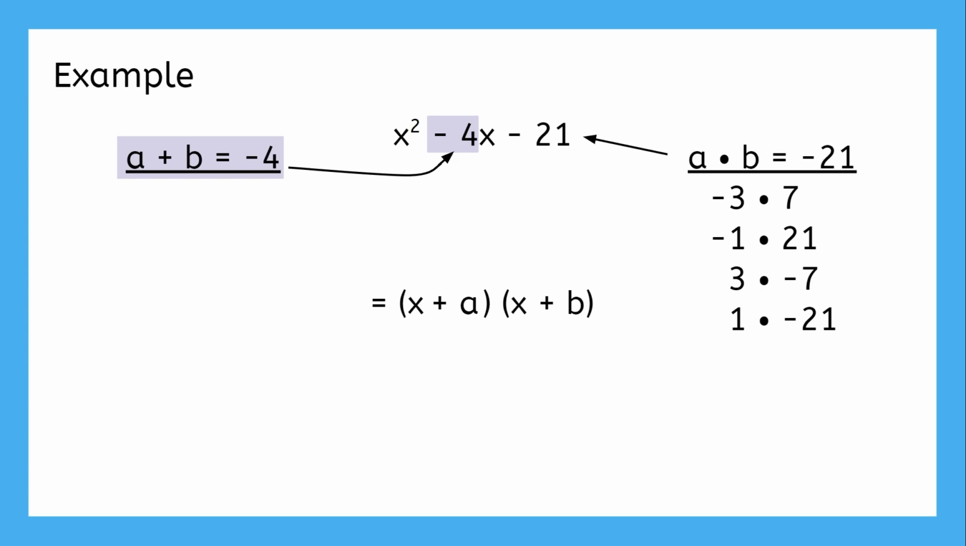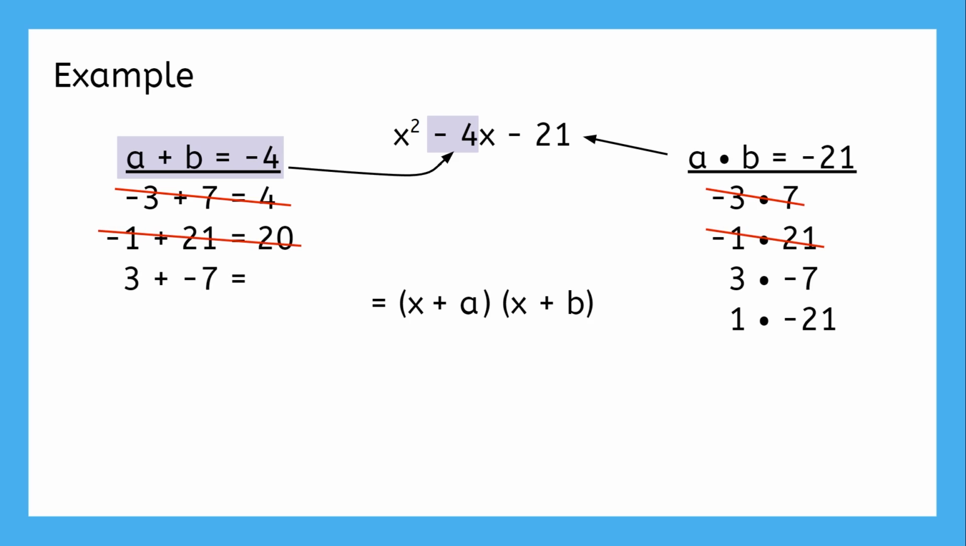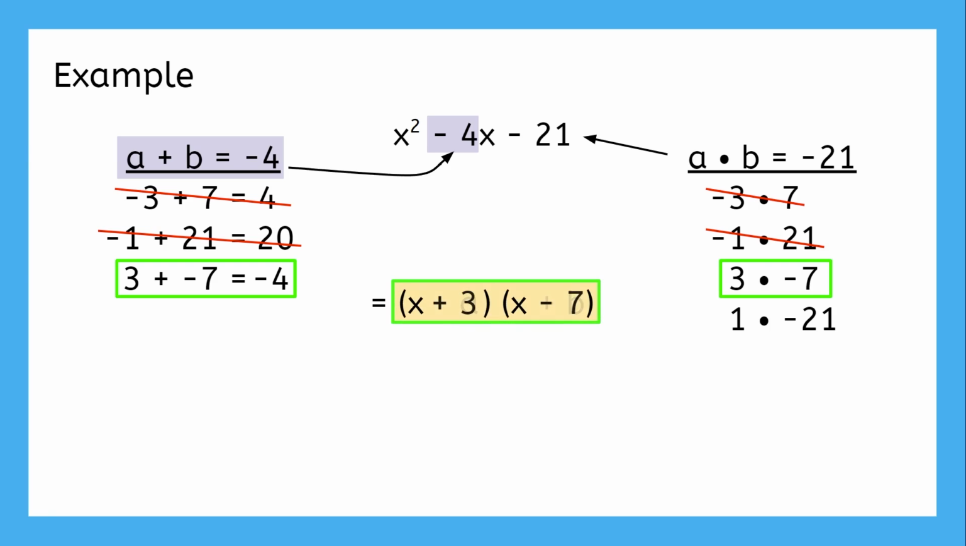If we add negative 3 and 7, we get positive 4, so that's not the right combination. What about negative 1 and 21? Well, that won't work, because that makes 20. Okay, let's try 3 and negative 7. Those add together to make negative 4. There we go. There's our answer. 3 and negative 7 multiply to make negative 21 and combine to make negative 4. So those are the constants in our binomial factors.